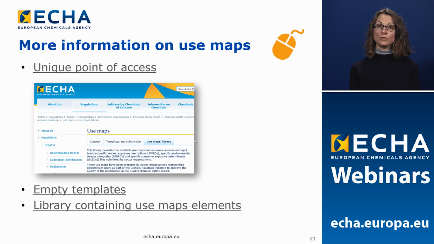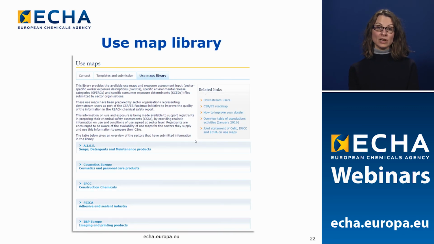But it's also a key feature for downstream users, because this is, for example, where you can check if your sector has already created a use map that can be used by registrants. If not, maybe you need to activate your sector. Let's have a closer look at the library itself. The library gives an overview of all the sectors that have already submitted some use map elements. By clicking on the sector name, further information is displayed.